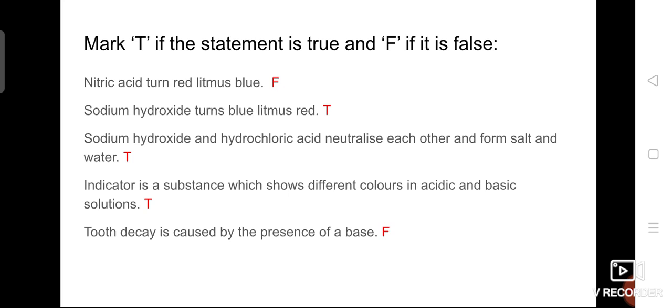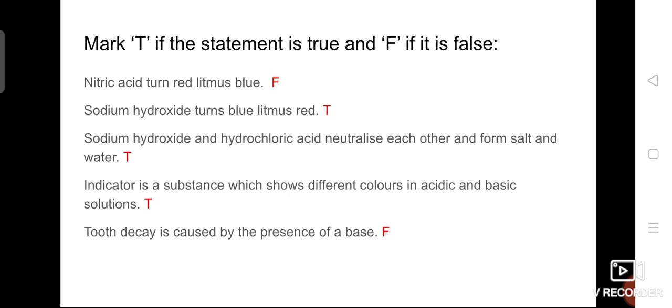Okay, next question. Statements are given. You have to say whether each is true or false. Mark T if the statement is true and mark F if it is false. Nitric acid turns red litmus blue. Nitric acid is an acid, and we know that for an acid we have to use blue litmus paper, then only it will change to red. But here it is given oppositely, red litmus blue. Which solution will turn red litmus blue? A base solution. So the given statement is false.